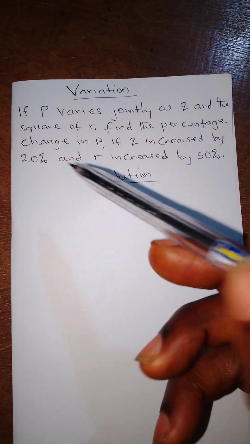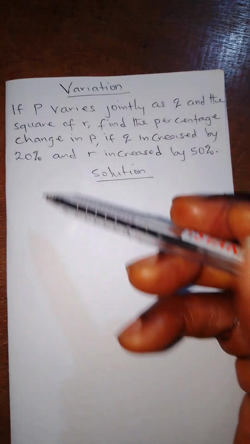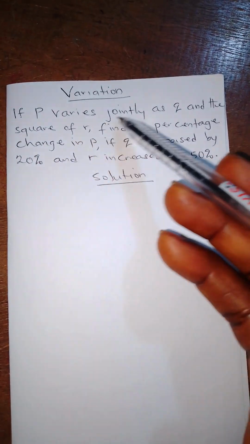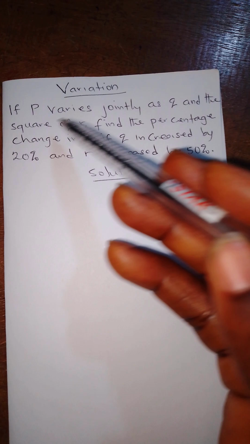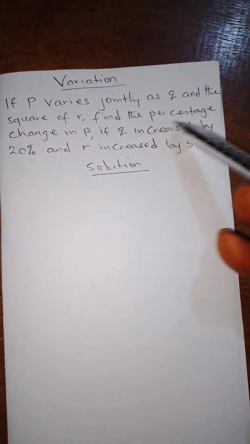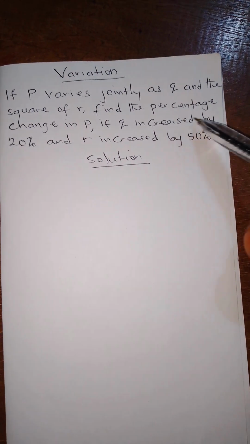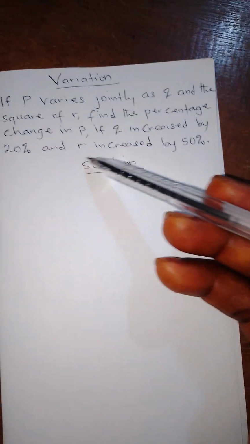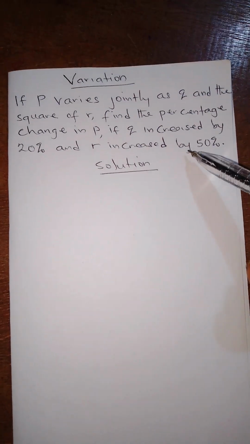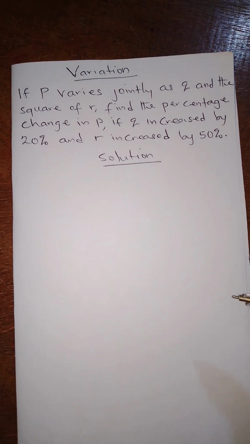Let's look at this question under variation. If P varies jointly as Q and the square of R, find the percentage change in P if Q increased by 20% and R increased by 50%.